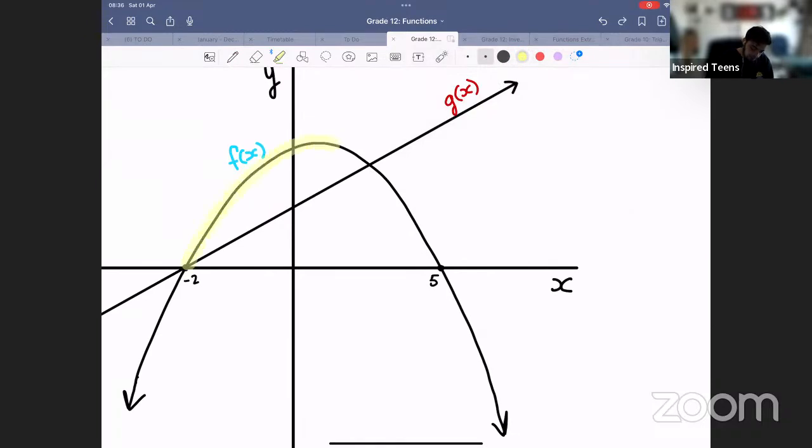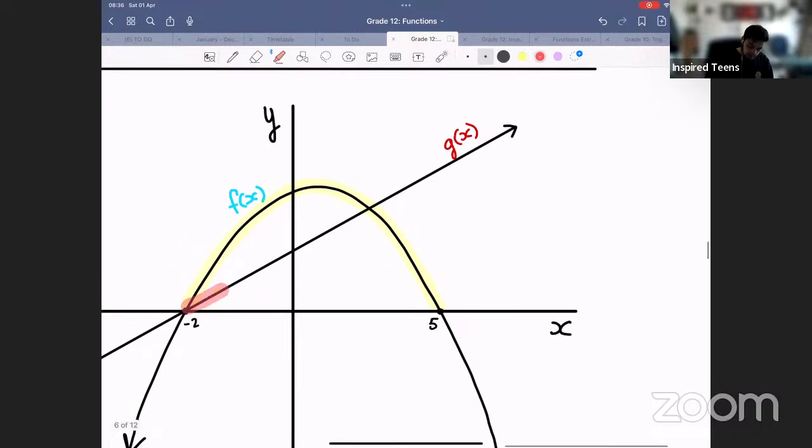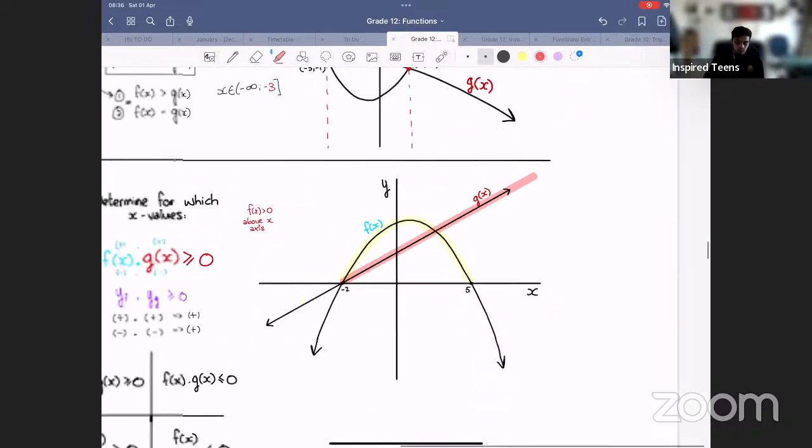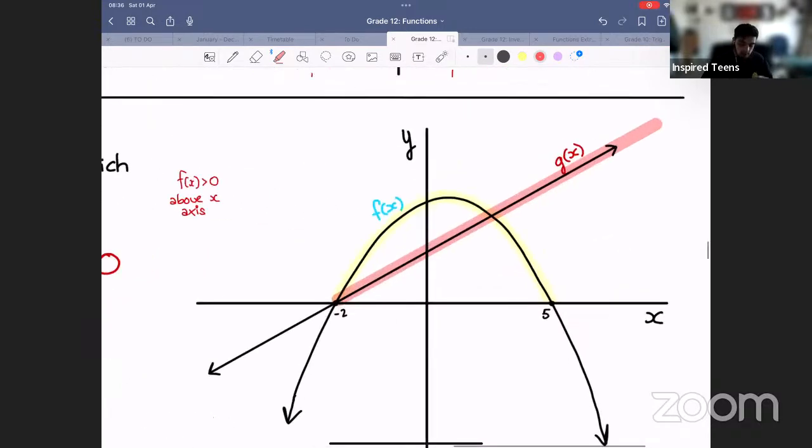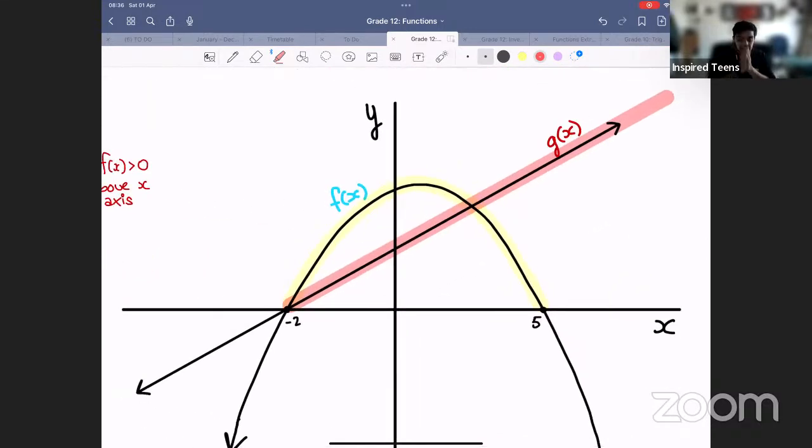F of x being above the x-axis is here, and g of x being above the x-axis is all the way there to positive infinity. Now, we need to identify the part of the graph where both of them are above the x-axis at the same time. So when you highlight it, maybe it's easier to identify, but there are still a few mistakes you must look out not to make, okay?